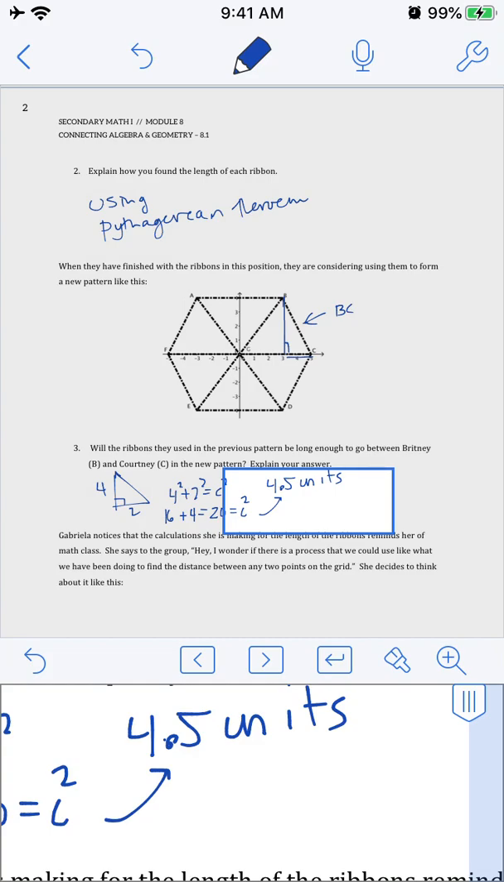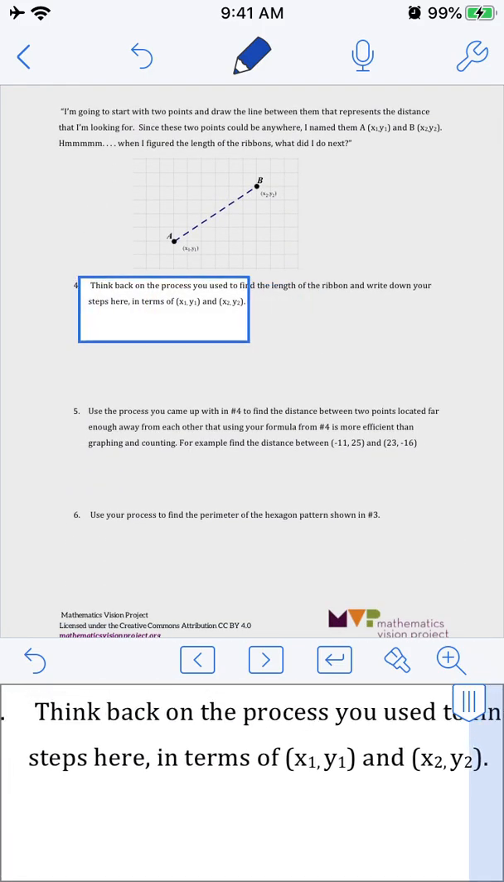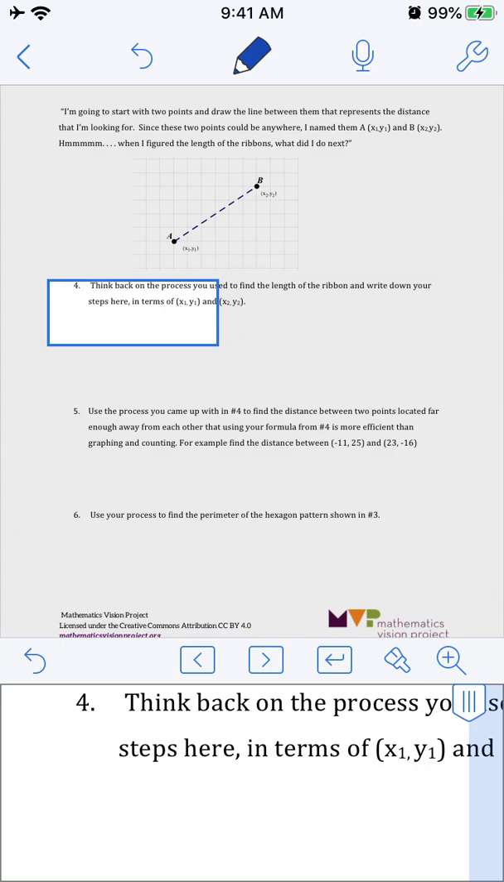I really like the way Gabriella's thinking about this. Thinking about the process you use to find the length of the ribbon, write down your steps here in terms of x1, y1, and x2, y2. So we're on the next page now. Go ahead and see if you can mimic this process for any 2 points, for things you don't know about. And again, take about 5 minutes with your group to do that. You can pause the video, come back in just like 5 minutes though.